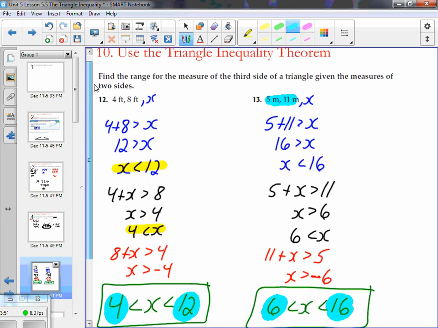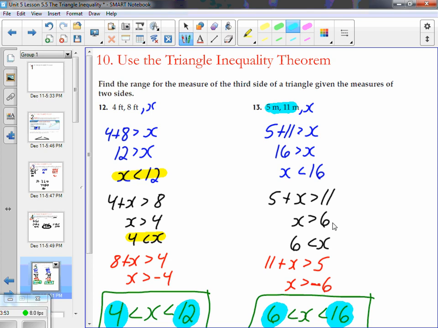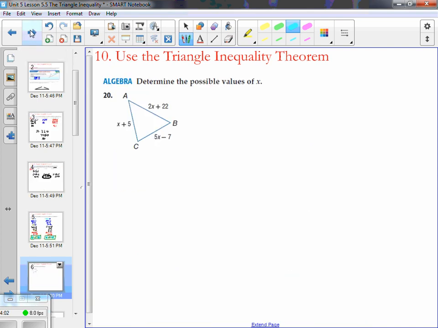All right. So, not only do you know the right way, you also know the easy way. And you're allowed to use the easy way until you get to ones like this. On number 20, we're actually going to need to write out all three inequalities and work them out, because these aren't just numbers with one unknown side length. We don't know the length of any of these sides because they're all variable expressions.